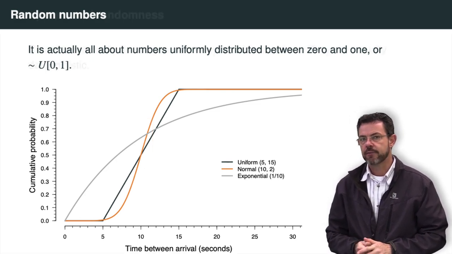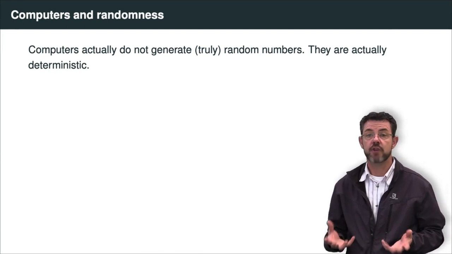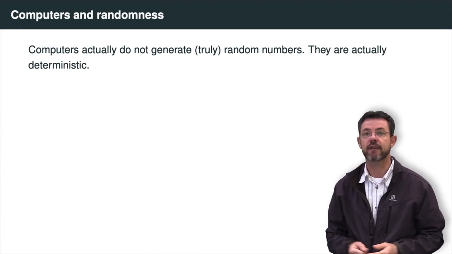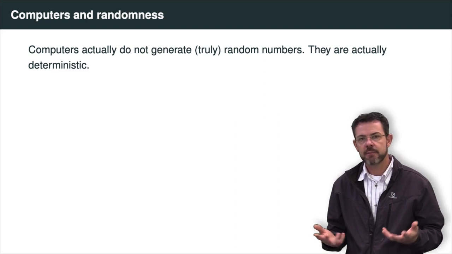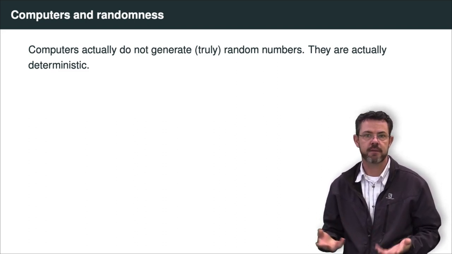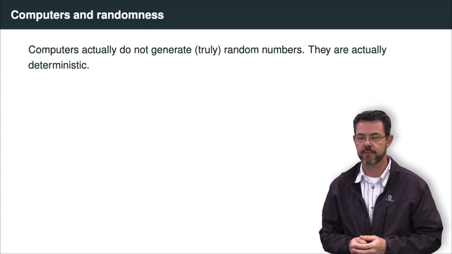But it turns out that your computer does not truly generate random numbers. It is actually deterministic. It follows a recipe. Now, in order to illustrate this, let me do this in R just to show you this recipe. And I'm just going to fabricate my own little recipe to illustrate the point.